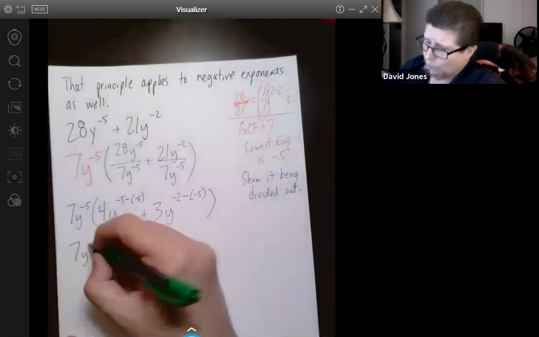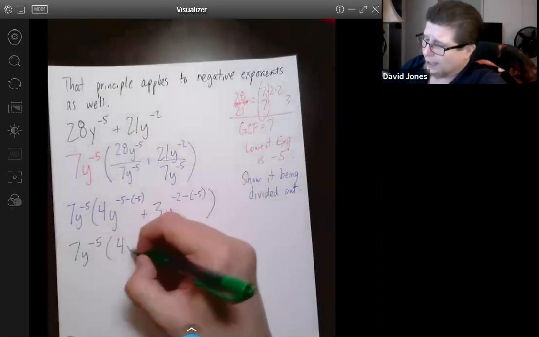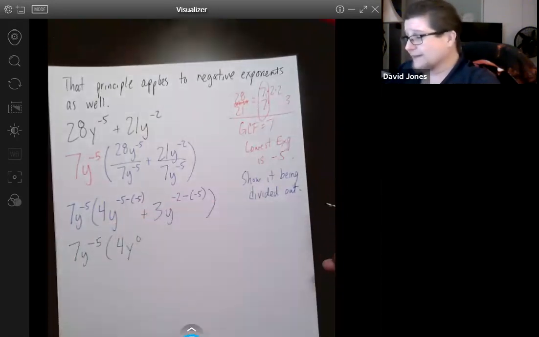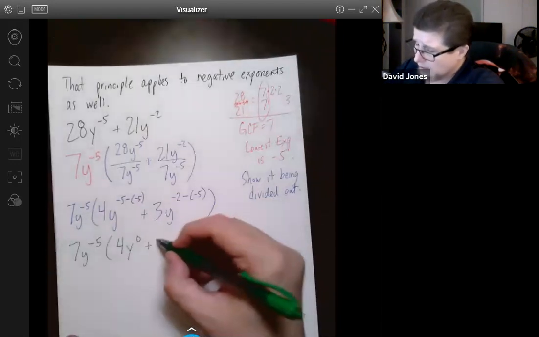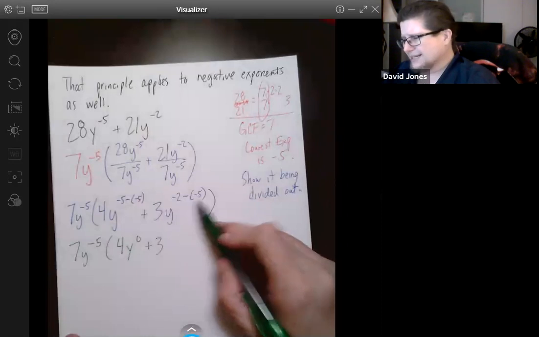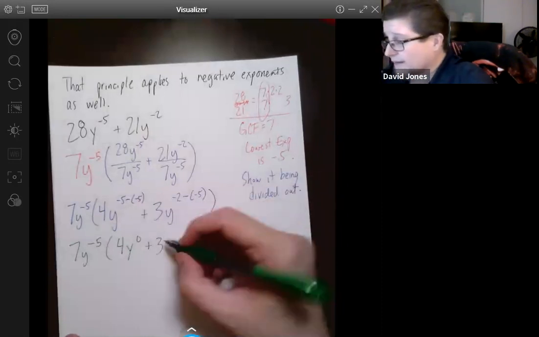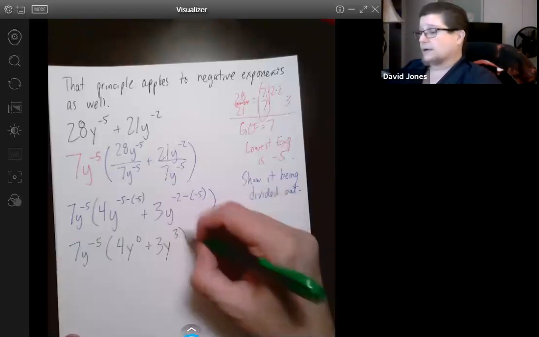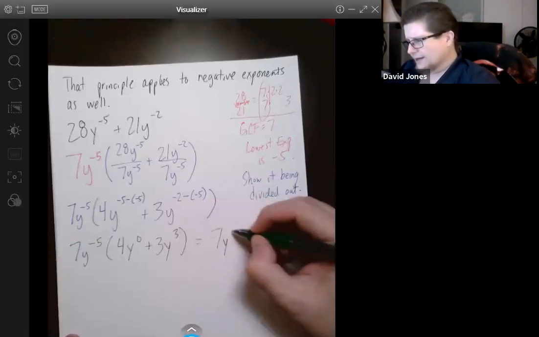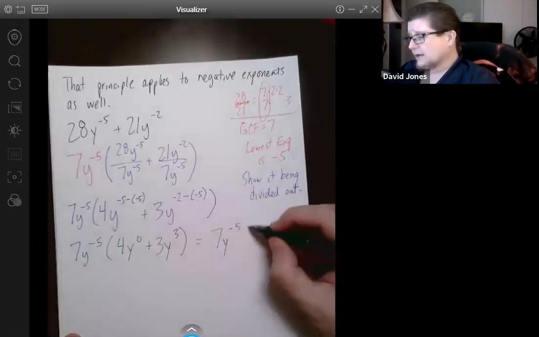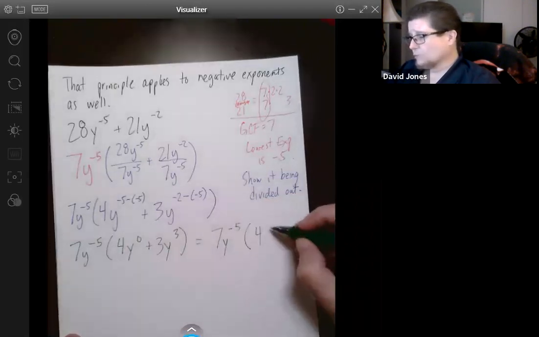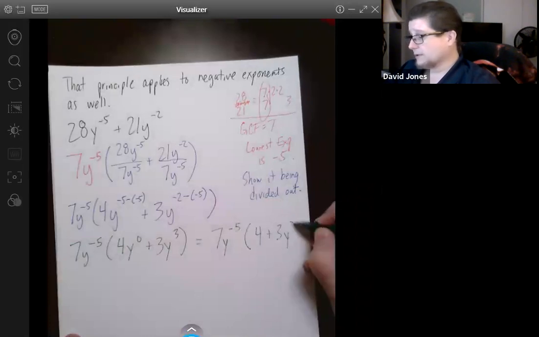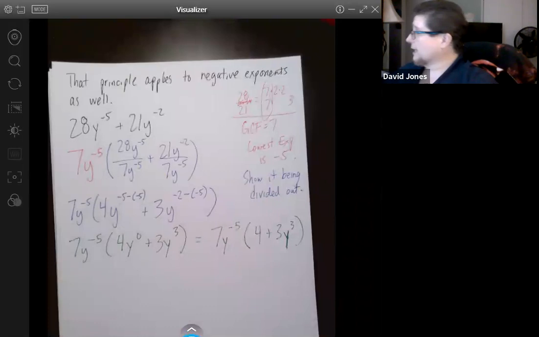Ultimately, I end up with 7y to the negative 5th, 4y to the 0. Negative 5 plus 5 is 0. And negative 2 minus negative 5 is plus 5. Negative 2 plus 5 is 3. So I've got 7y to the negative 5th. Y to the 0 is 1. So 4 plus 3y cubed. Okay? That's how you factor out a negative exponent like that.